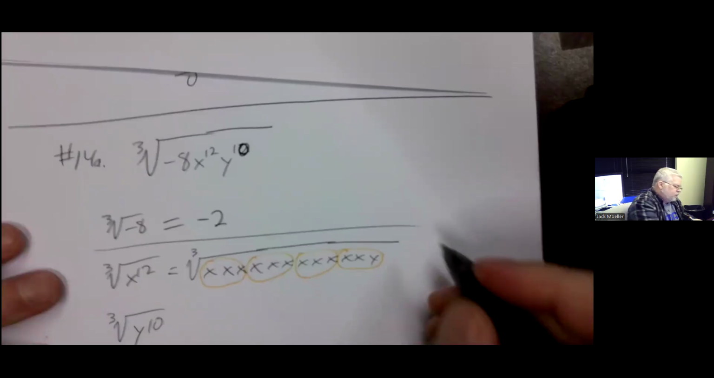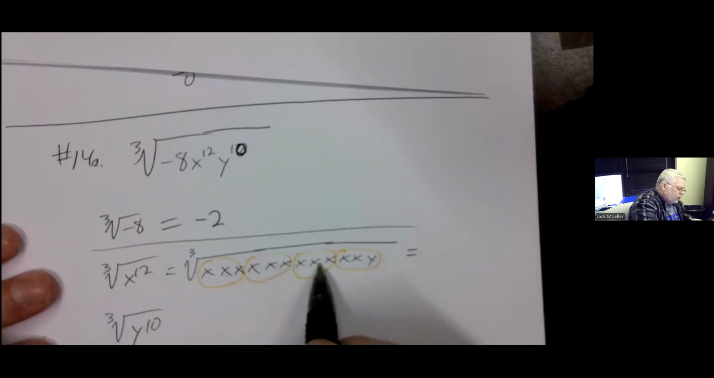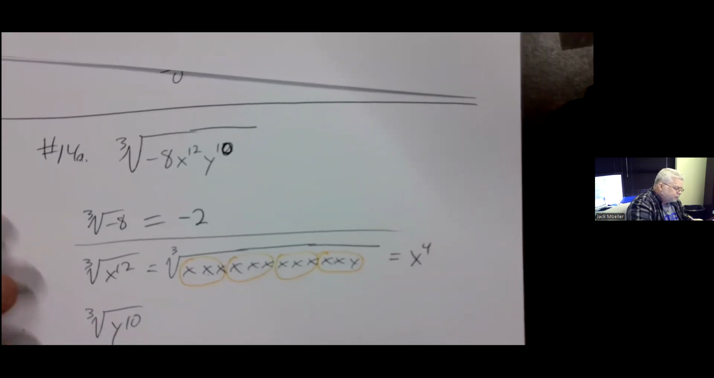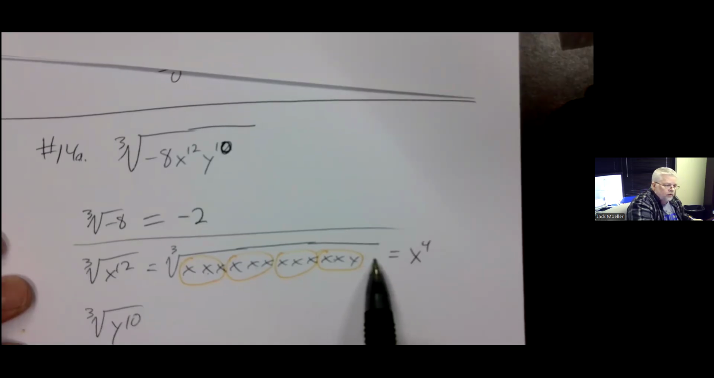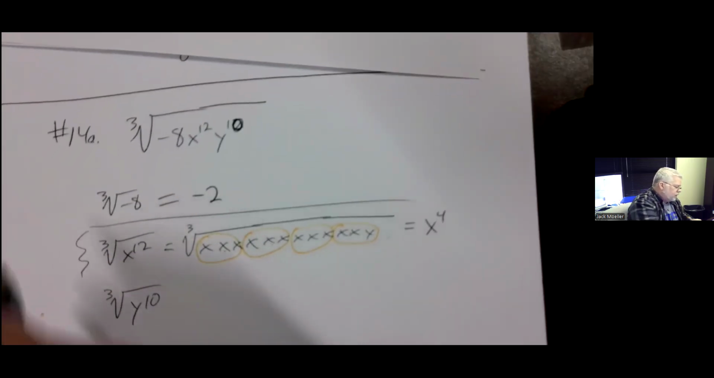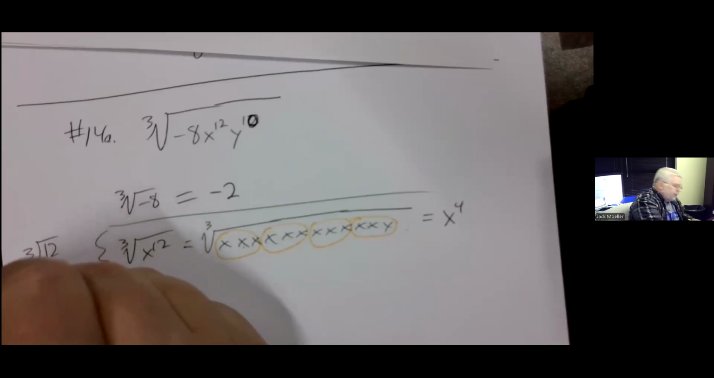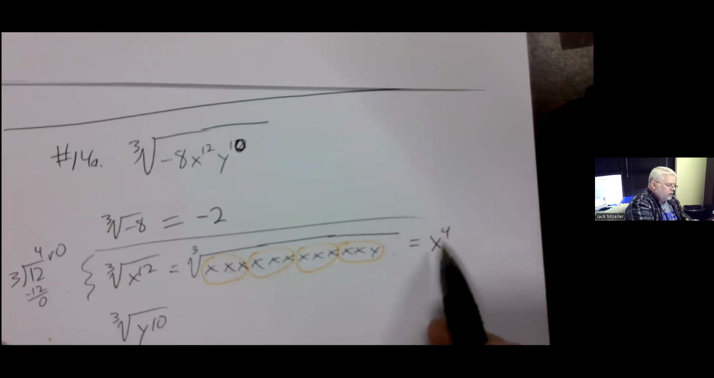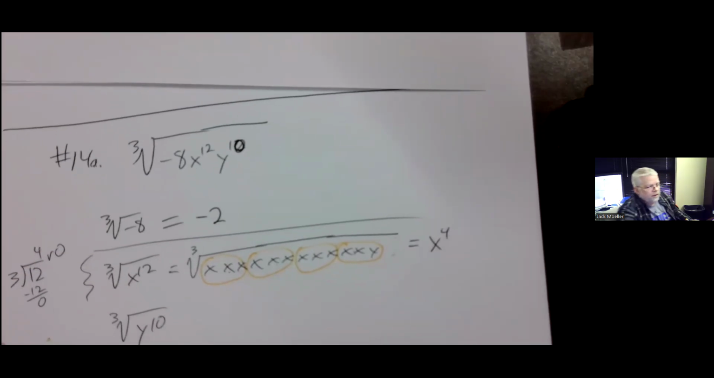So how does that simplify? Well, we have 4 groups, so that would be x to the 4th on the outside. What's left on the inside? Nothing, because there is nothing left over. Or if you want to do the division method, what is 12 divided by 3? It is 4 with no remainder. So there's our x to the fourth with nothing left on the inside.